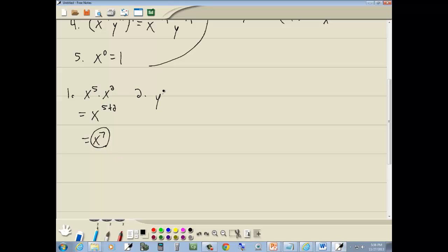Now here we got y to the eighth times y. Now y doesn't have a power, but there's always an invisible 1 there. So if you don't got an exponent, you could always put a 1. So we got y to a power times y to a power. We add the exponents. That gives us y to the 8 plus 1. And 8 plus 1 gives us 9. So we got y to the ninth.